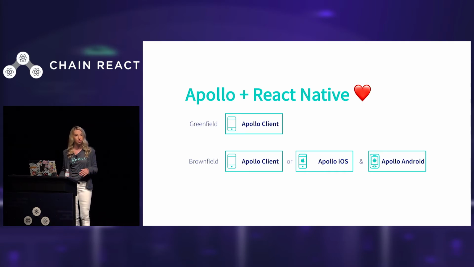we also have native clients as well for brownfield apps. So you're free to use either the JavaScript client or Apollo iOS and Apollo Android as well. And there's pretty high feature parity between the two. You can do queries, mutations, subscriptions in a really nice and easy to use API.